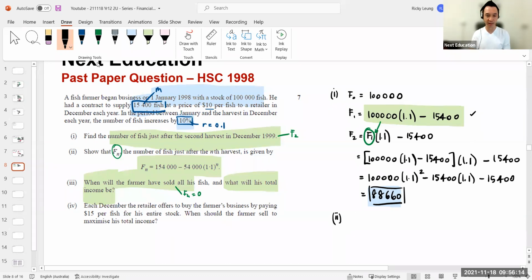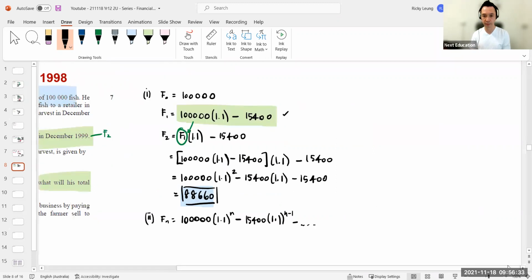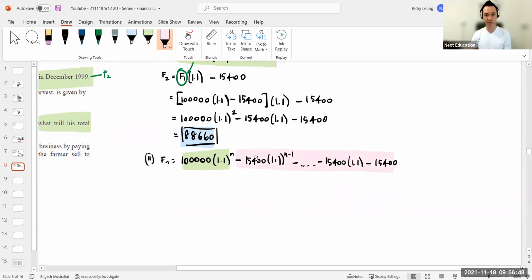Now they want me to extrapolate this for Fn. So I know Fn equals, you start with your original 100,000 times 1.1 to the power of n, minus, and this is like the loan repayment, 1.1 to the power of n minus 1 minus. I always like to do 2 on this side just to give it a pattern. Guys, just like before, that is the growth and that is the cut down, which follows a GP. The cut down follows a GP. So let's go there.